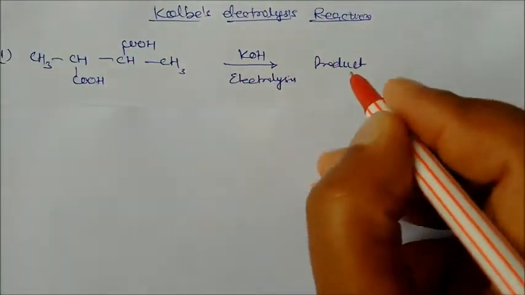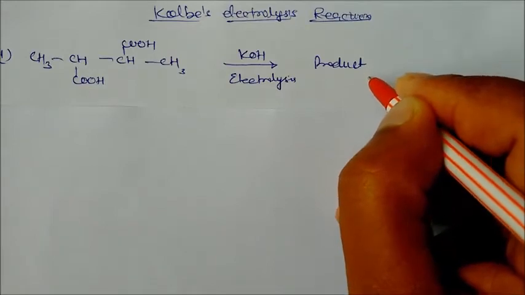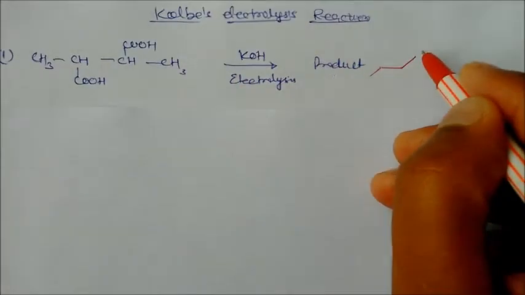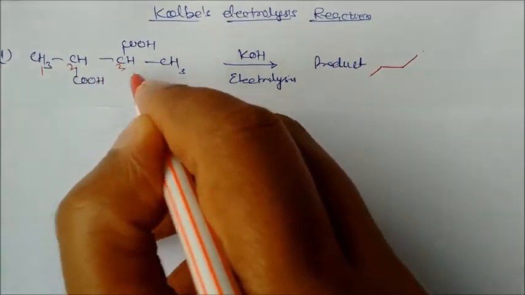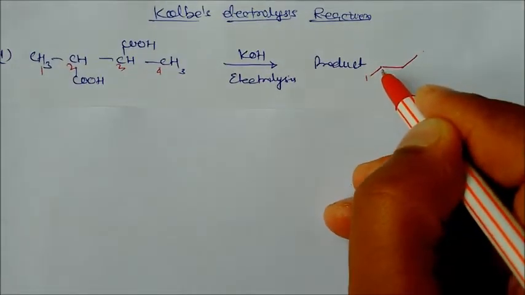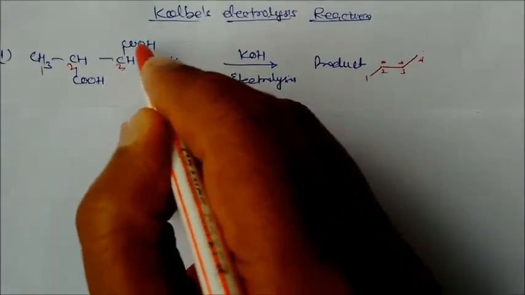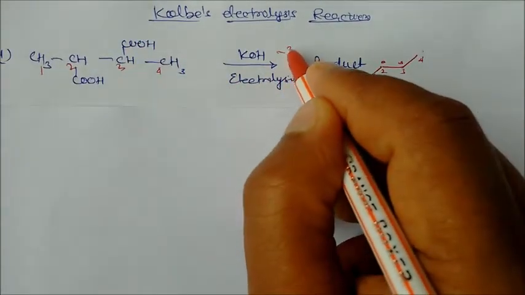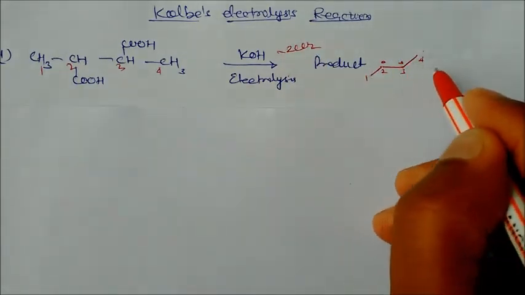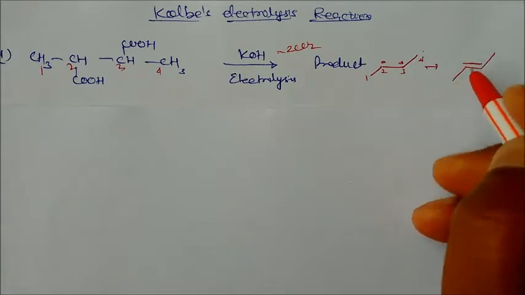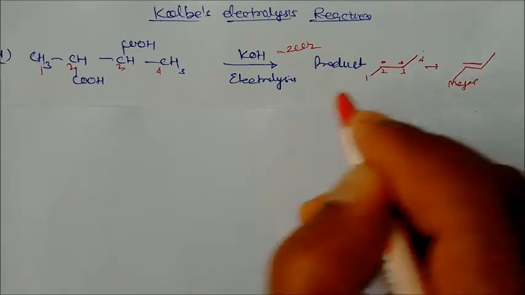So this will convert to a free radical. This will be your carbon, hydrogen. This methyl group will be on this side. So this is 1, 2, 3, and 4. This is a free radical, and this will be converted by losing 2 CO2. So this will make a product like this one. This is the one major product of these reactions.